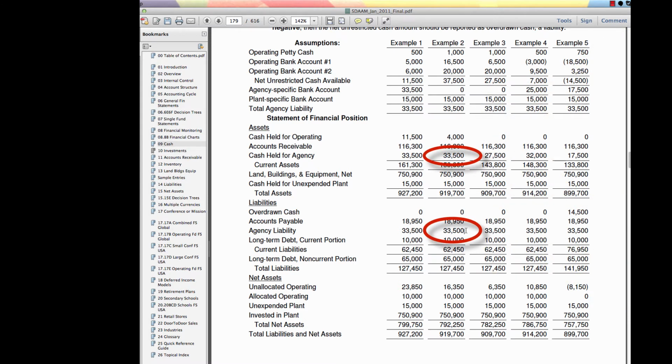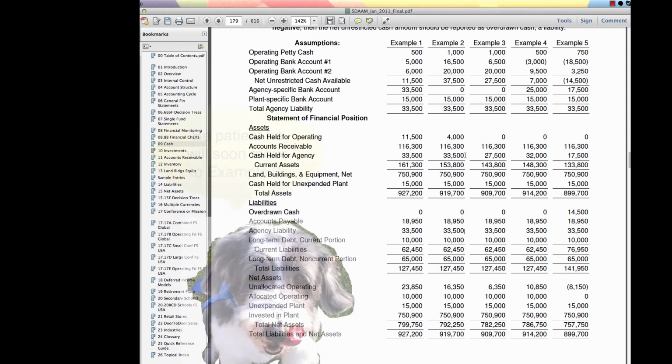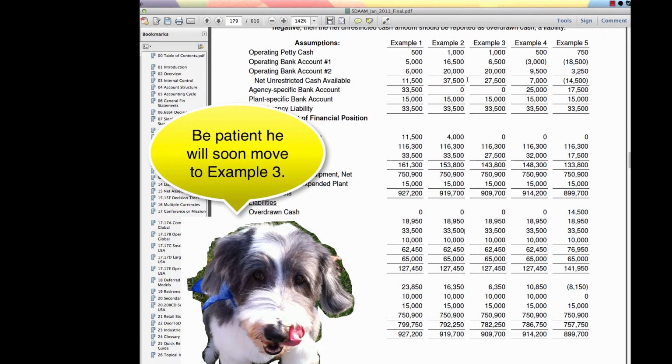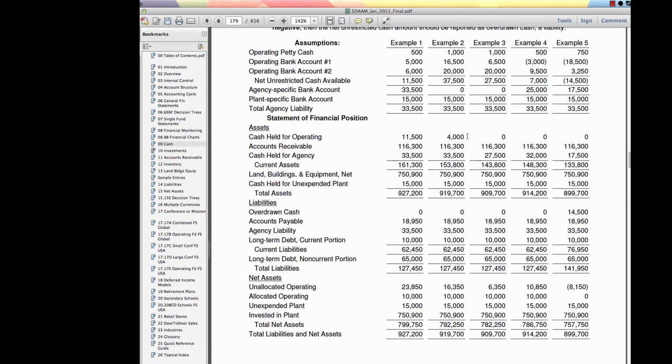Okay, so I think this is the scenario of most organizations: we have the agency liability, and whatever cash it would take to cover that is shown on our balance sheet, statement of financial position, as cash held for agency, and is not shown as cash for operations. Only the amount of cash that we have above the cash held for agency is shown as cash.